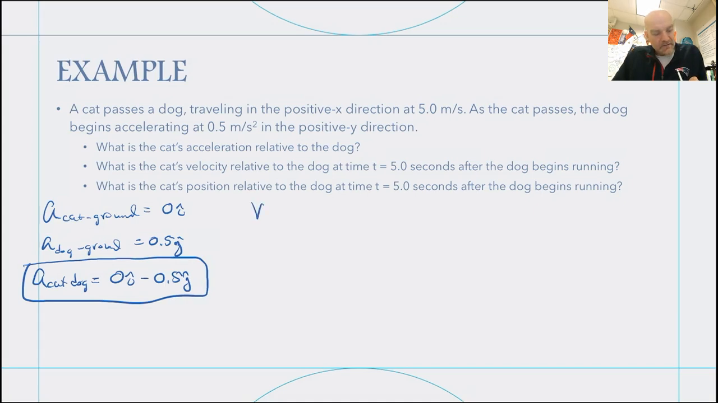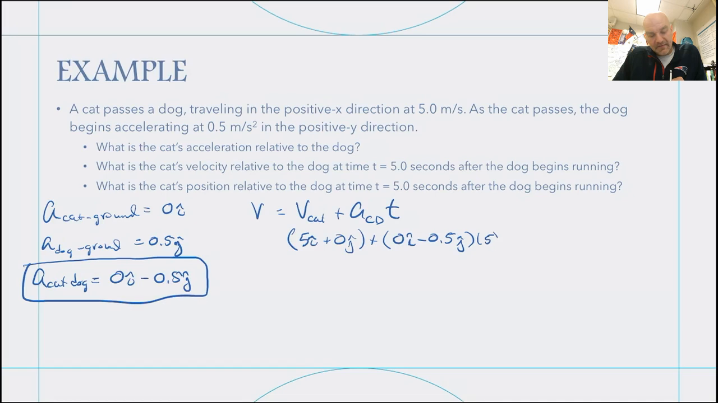Now, part B, what is the velocity of the cat? We're going to do v cat plus our acceleration of cat-dog. The velocity of the cat with respect to the dog is moving initially, the dog is not moving, plus our acceleration, which is our answer to part A.